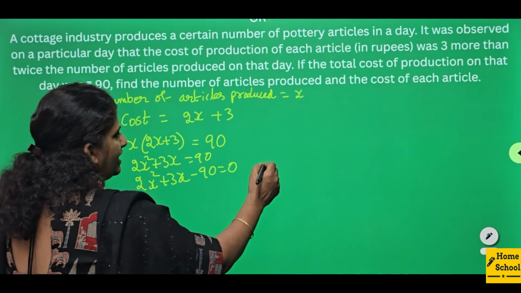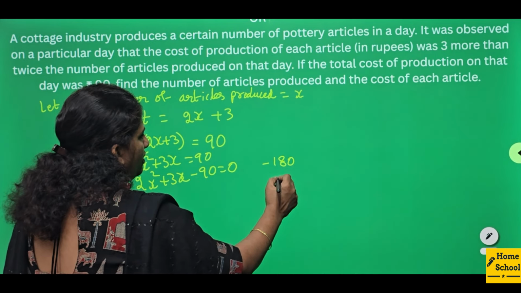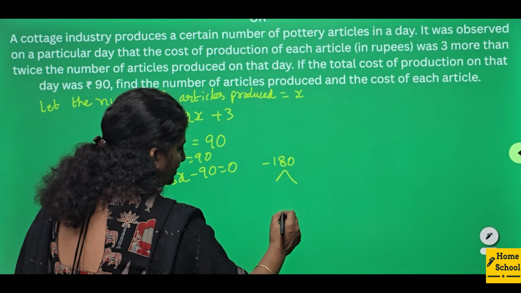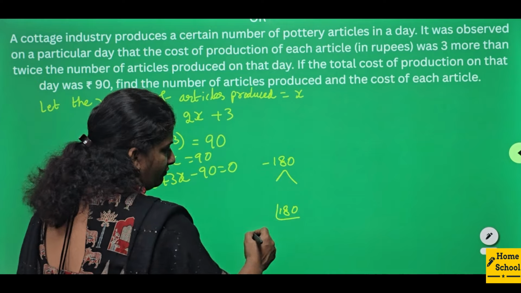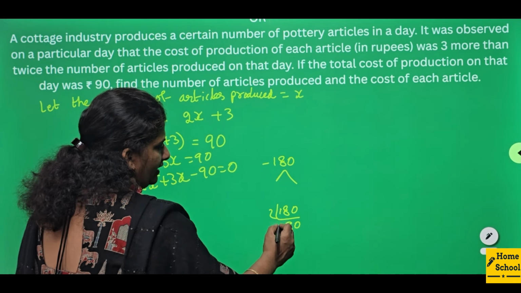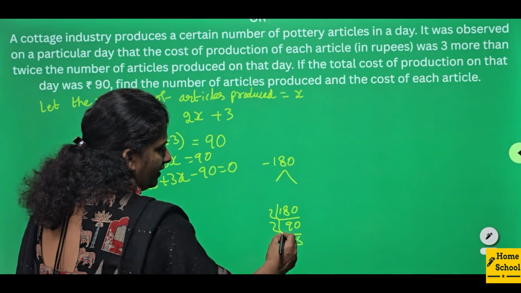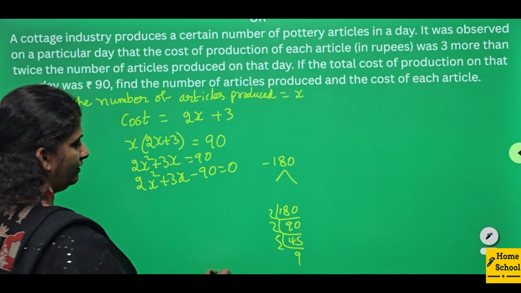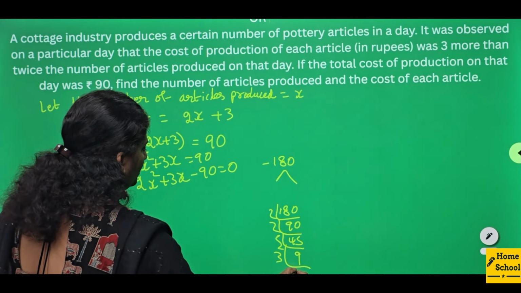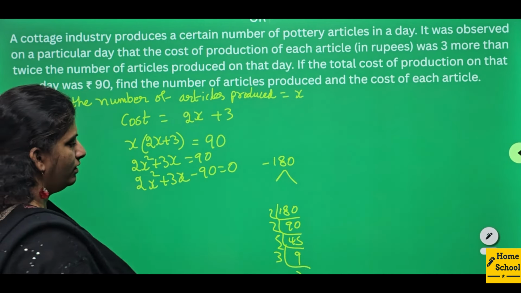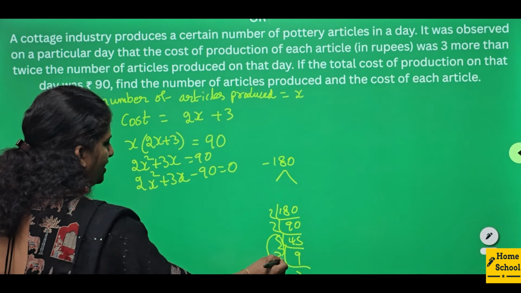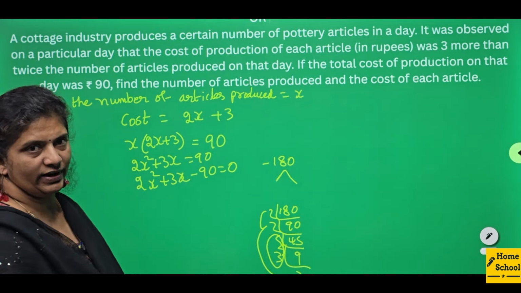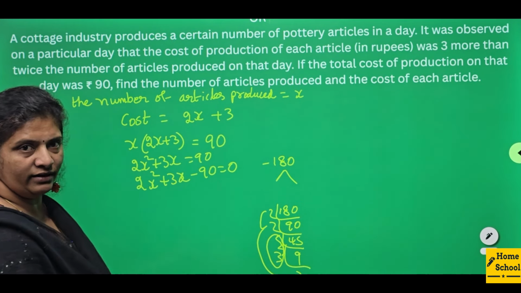2 into minus 90 will be minus 180. What are the factors? If you are unable to find the factors, you can just go with the LCM in a rough column. 2 90s, 2 45s, 5 9s. Check it out here. Do you get anywhere? And if I write 9 also, 3 3s. 5 3s are 15. 3 2s are 6. 6 2s are 12. 15 and 12, do you get 3?